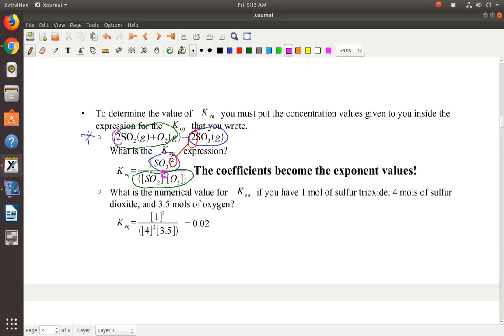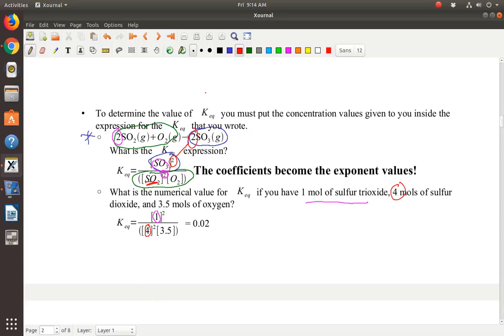And then I asked you to calculate the numerical value by putting in 1 mole for the sulfur trioxide, and sulfur trioxide is right there, so I put a 1 on the top. And then we put in 4 moles for sulfur dioxide, and this is sulfur dioxide, so I put a 4 in that concentration place.